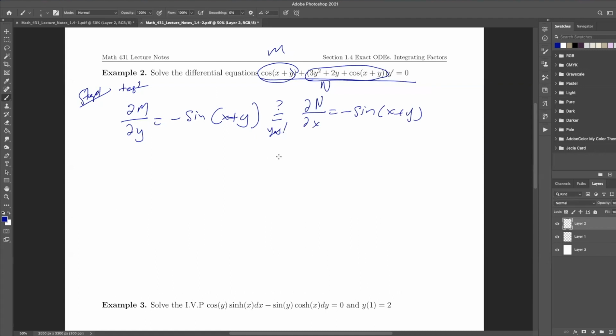If it is not exact, if these do not equal each other, you're done, or at least for a second. I'll show you how to do integrating factors in a bit. So the answer is yes. Let's do step 2.